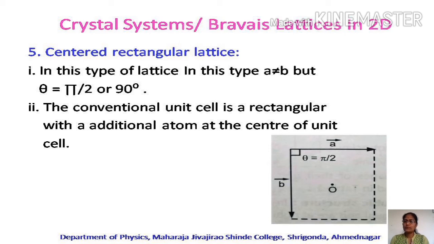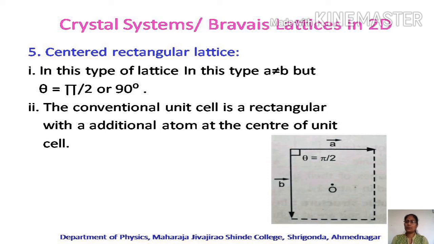But if you observe this figure, it indicates that A is greater than B. When A is greater than B, there will be an extra atom located at the center of the rectangle, and this is called the centered rectangular lattice. It means that the centered rectangular lattice has A not equal to B and the angle between them is also 90 degrees, but here A is greater than B. So the conventional unit cell is a rectangle with an additional atom at the center of the unit cell.